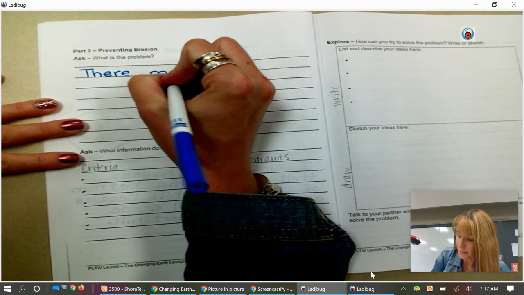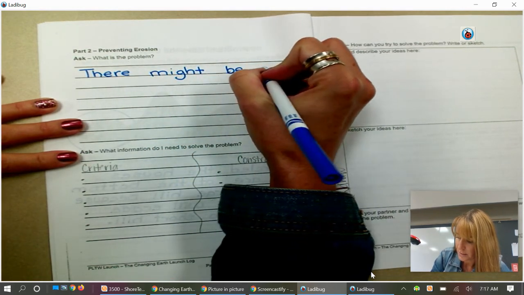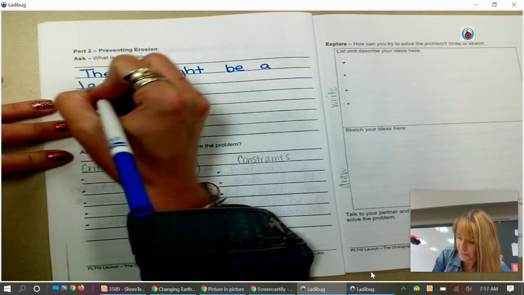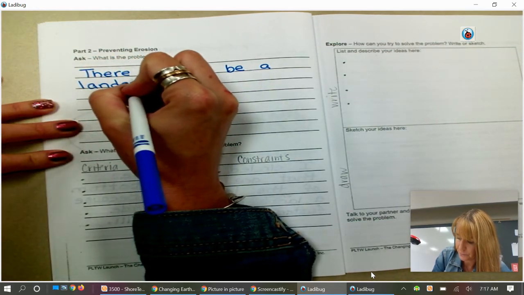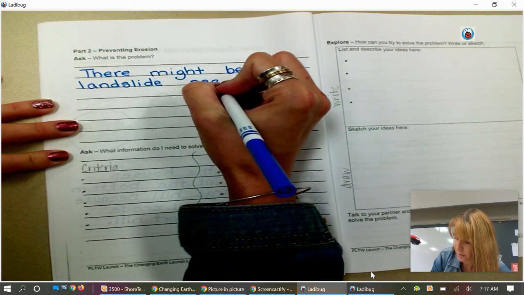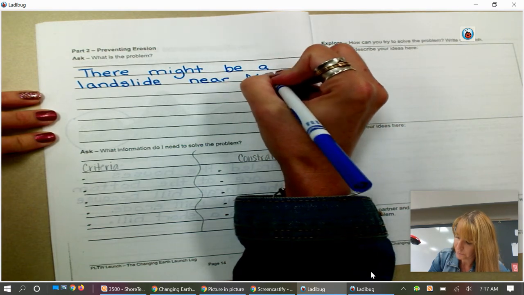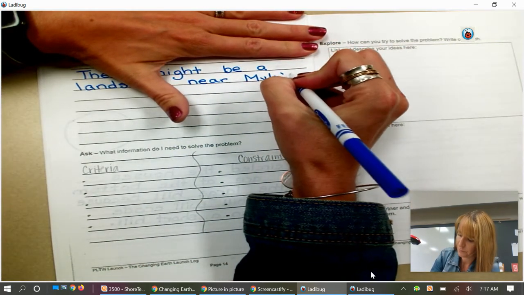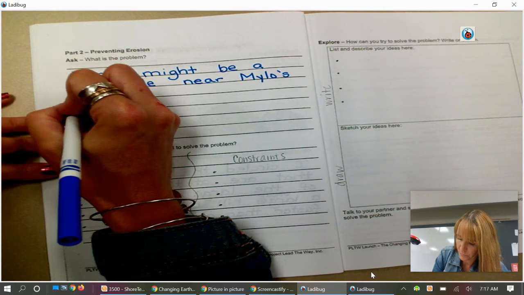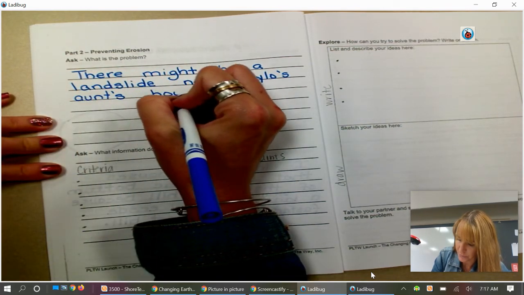There might be a landslide near Milo's aunt's house.